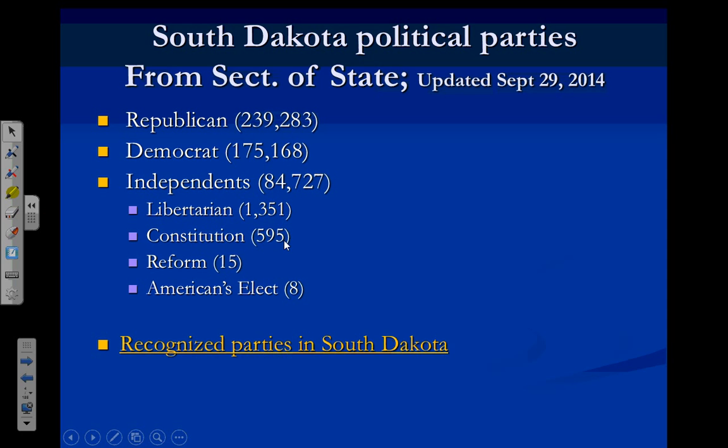The Constitution Party, the Reform Party, this is not correct. I thought I took those out. And America's Elect Party is 8. Now, there is a few others in there that says no party affiliation, which is essentially an independent. But so our largest two parties, Republican and Democrat, by far.